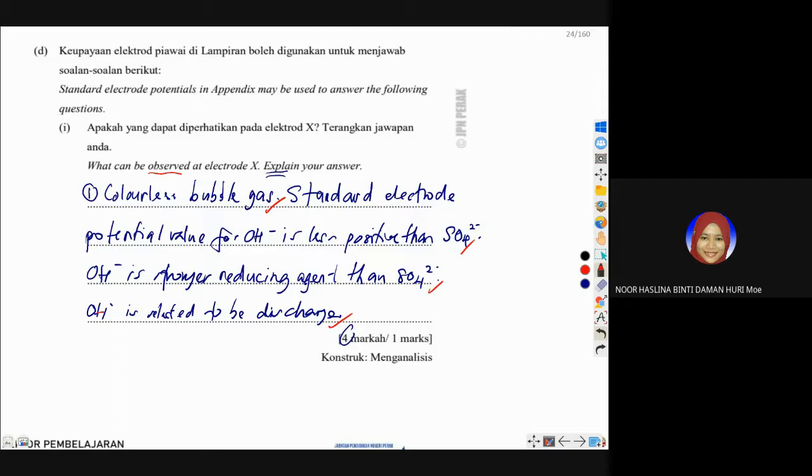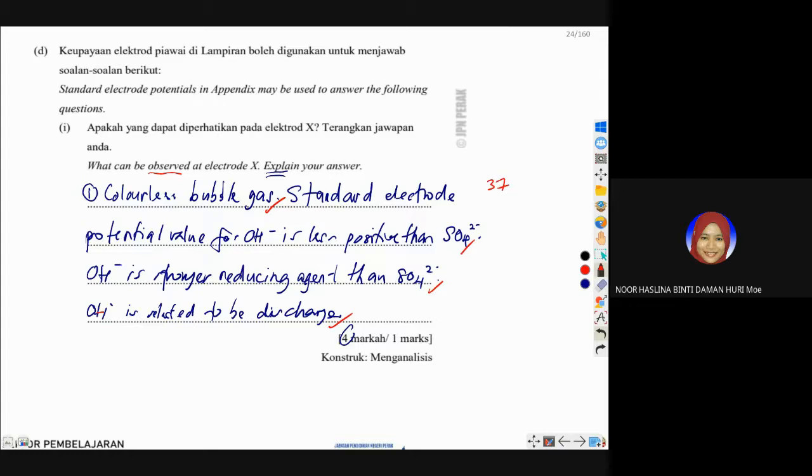Okay, this is how to explain the answer about the standard electrode potential value. Semua ni pun ada dalam textbook, page 37. At least you tengok page 37. Okay, sebab apa? Dekat electrode X tadi apa?